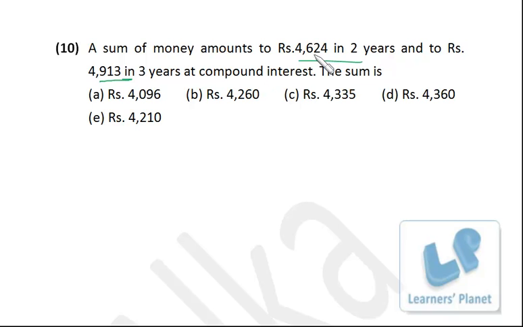First of all, see, from the second year to the third year, in 1 year the addition is 4913 minus 4624, which is around 300, approximately 290, right? Approximately 290 is the amount which is getting added to this amount in 1 year, right? That means if we take a very simple calculation, in 2 years, if 290 is added each year, that means in 2 years 580 must be added, right? At least 580, right? I'm not even taking the compound interest portion.